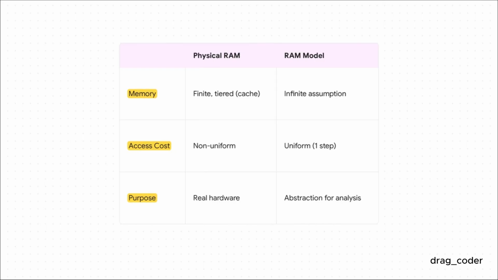And here we have it, the final showdown. Physical RAM is finite. It has different speed tiers like caches, and its purpose is to actually run our programs. The RAM model, on the other hand, assumes infinite memory, assumes every single memory access takes the exact same amount of time, and its purpose is purely for analysis. One is messy reality, the other is the powerful, clean abstraction we use to make sense of that reality.